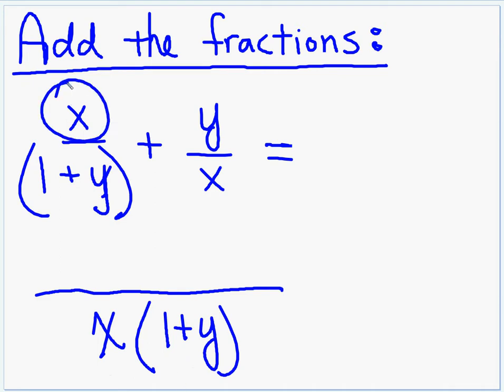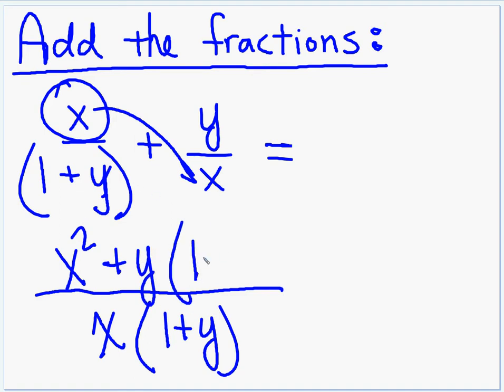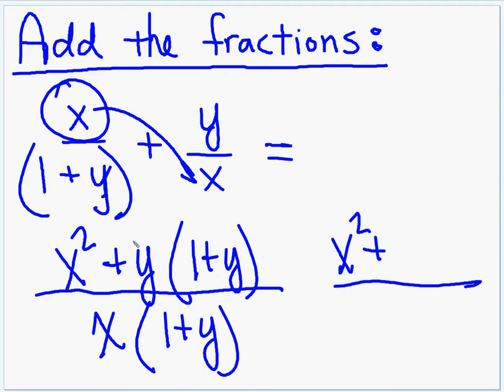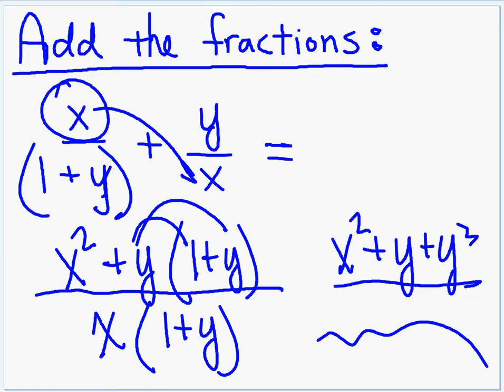So this numerator gets multiplied by this denominator. x times x is x squared. Plus this numerator y is going to get multiplied by the other denominator, 1 plus y. Then we can distribute, so I would have x squared plus, distribute the y, so that's y plus y squared, plus y squared, and then our denominator would be down here.